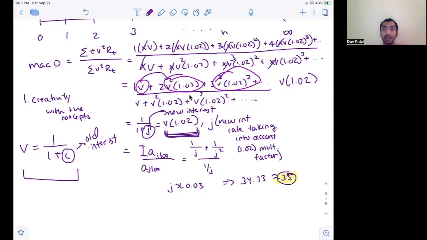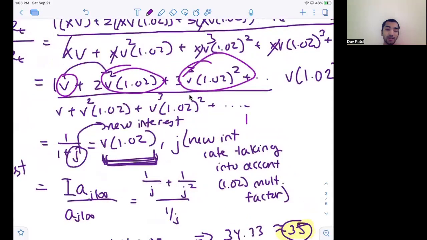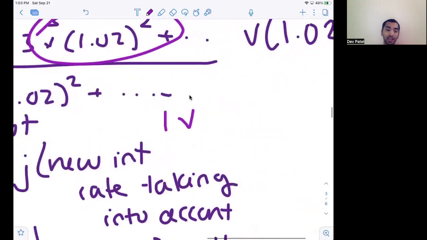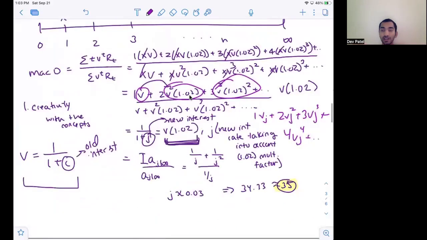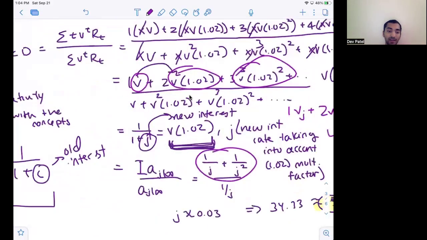In fact, it's a unit arithmetic progression to infinity, because it's simply our new v, let's call it vj, plus 2 vj squared plus 3 vj cubed plus 4 vj to the fourth, on and on, which is a unit arithmetic progression to infinity. So you can use our formula here. And then in the denominator, that's just a simple perpetuity of just 1.